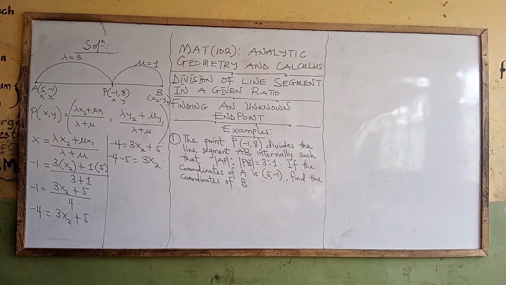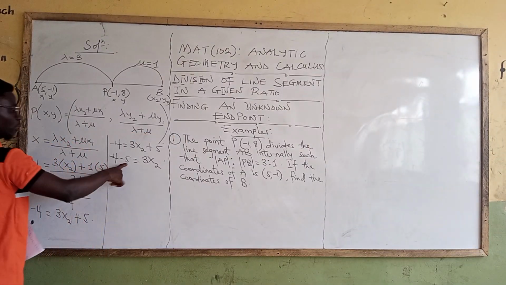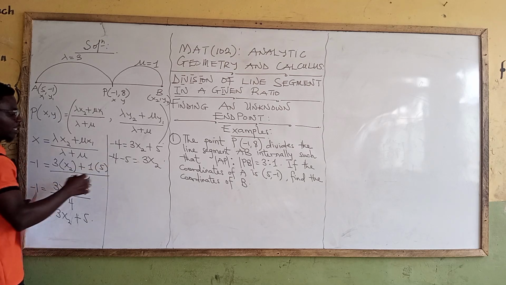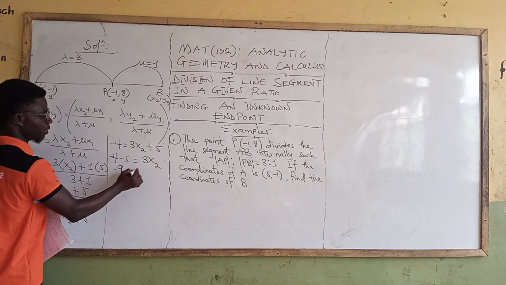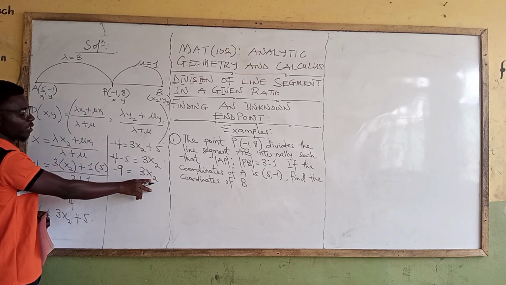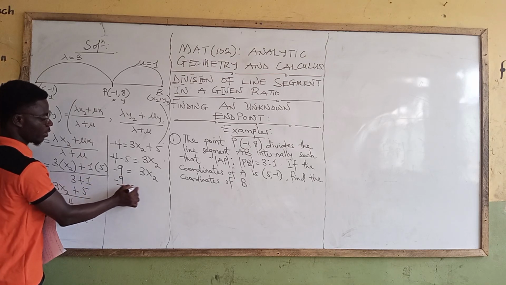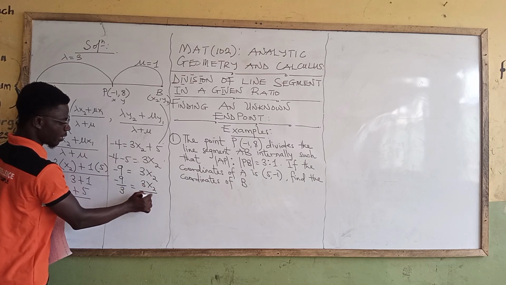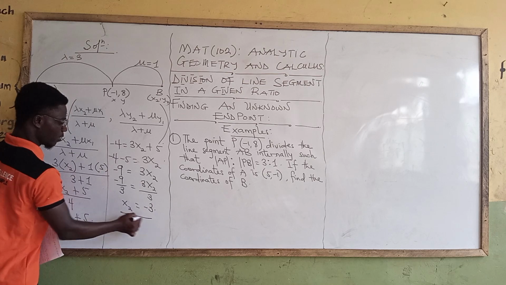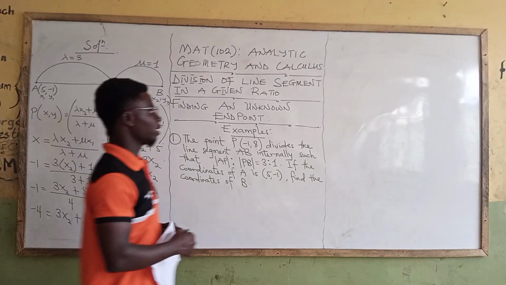So negative 4 plus negative 5. We are adding negative 4 plus negative 5. We get negative 9, which is equal to 3x2. So we divide both sides by the coefficient of x2, which is 3. So I get negative 9 divided by 3 equals 3x2 divided by 3. Then I get my x2 being equal to negative 3. So I have this, which is my x2, which equals negative 3.